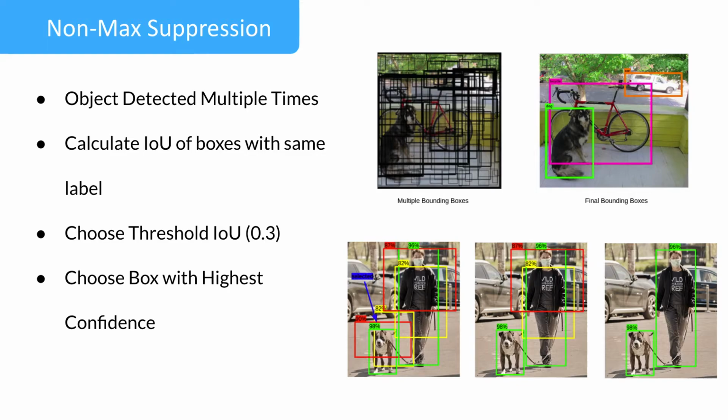For any remaining boxes, you have to check double classifications. So if the boxes have the same label with a high IOU, you should get rid of the box with the lower confidence. And this is shown by the image on the bottom.